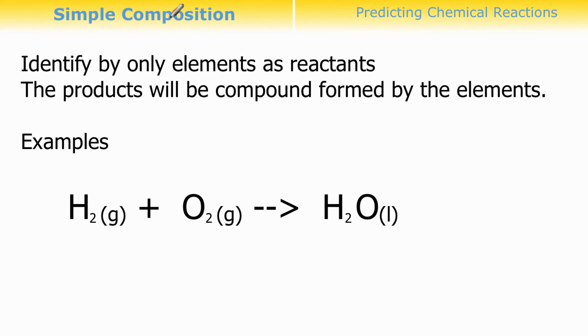The next type of reaction is the other way, to compose something. So simple composition. Typically with those you see elements by themselves that you're combining or reacting to form, and then you put them together. So in this case, hydrogen plus oxygen gives me water. So it's a composition reaction.